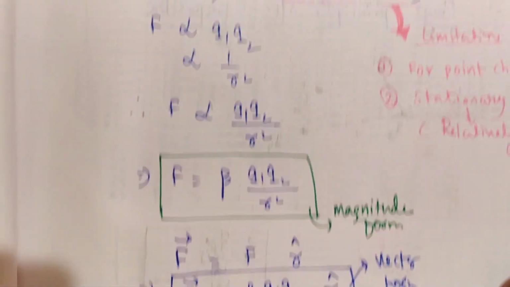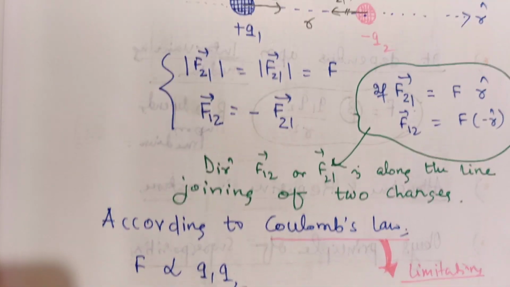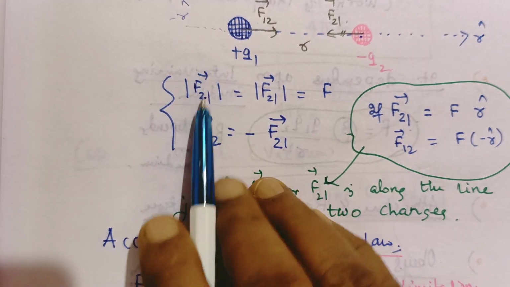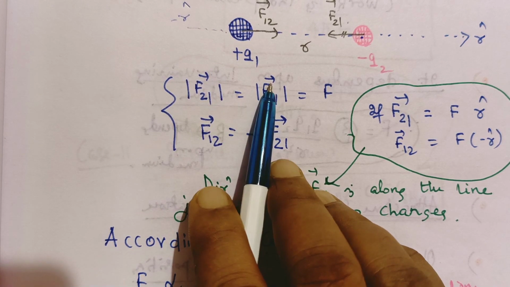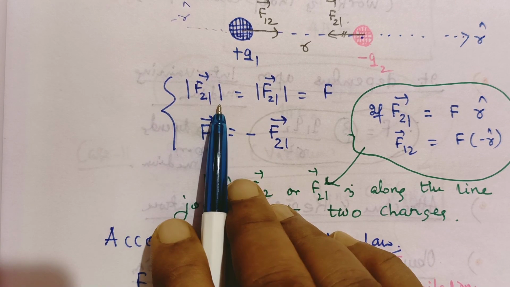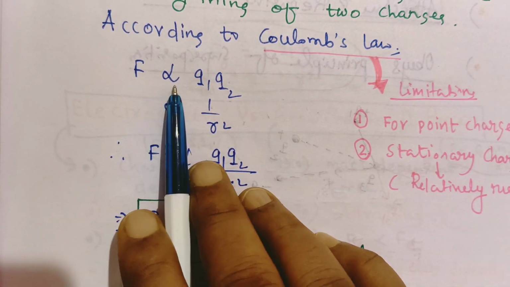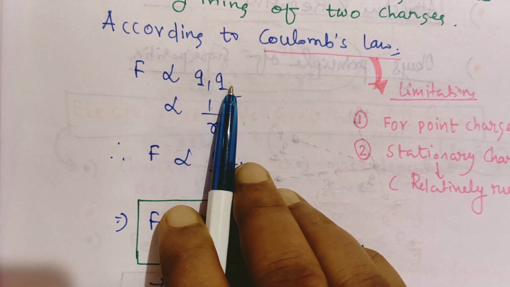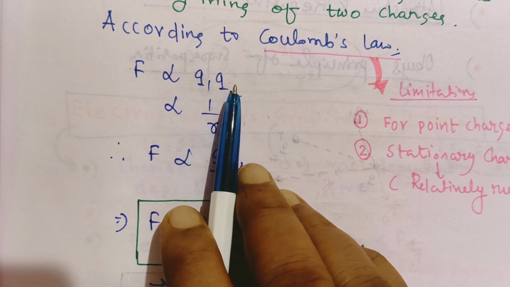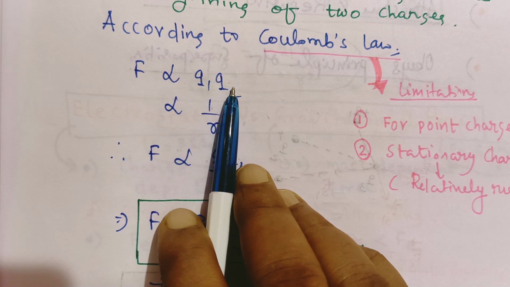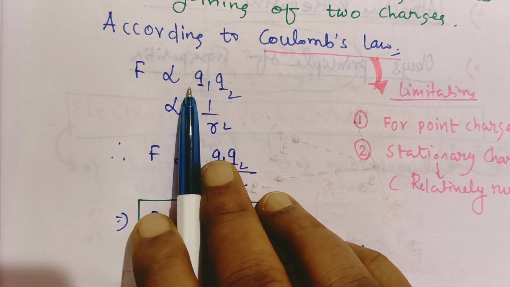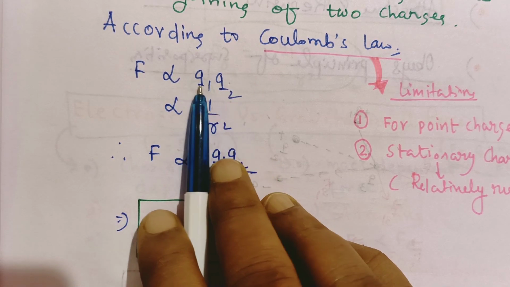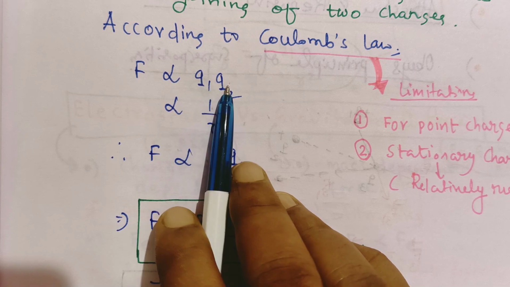Then we come to our point. You are also now clear why the magnitude of F12 vector is the same as F21 vector. Very simple mathematical logic is here. Here you see F is proportional to Q1 into Q2, the product of the two charges. That means 5 into 2 is the same as 2 into 5. That means the scalar quantity product obeys the commutative law.